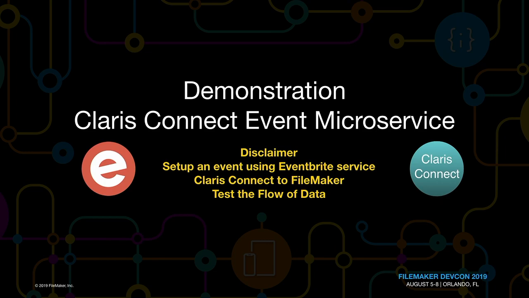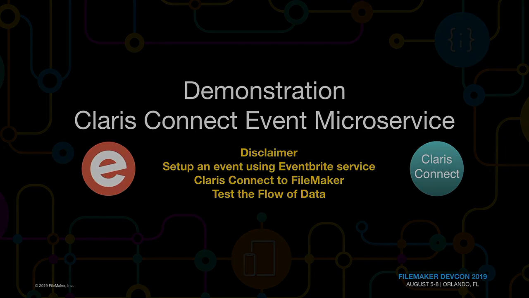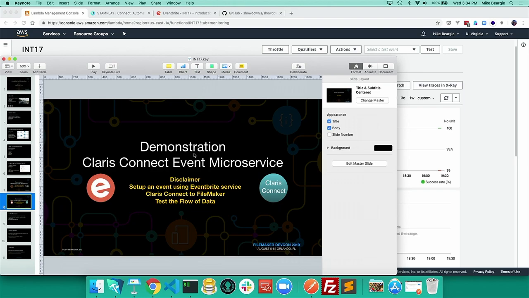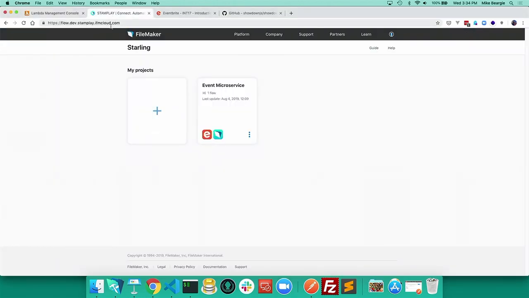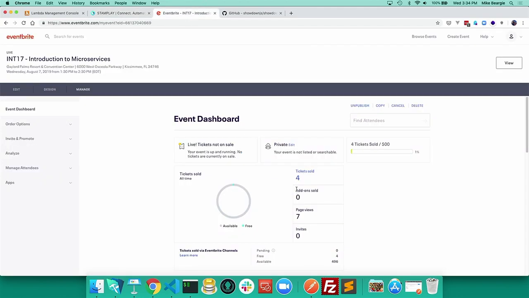Well, you could do it with consuming the Eventbrite API in FileMaker, but with Claris Connect, you can do it by the time you leave that meeting. So what we're going to do is we're going to set up an event using the Eventbrite service. We're going to use Claris Connect to connect that to FileMaker, and then we're going to do a real-time test of the flow of data. Big breath. All right, so we're going to start in Eventbrite first.